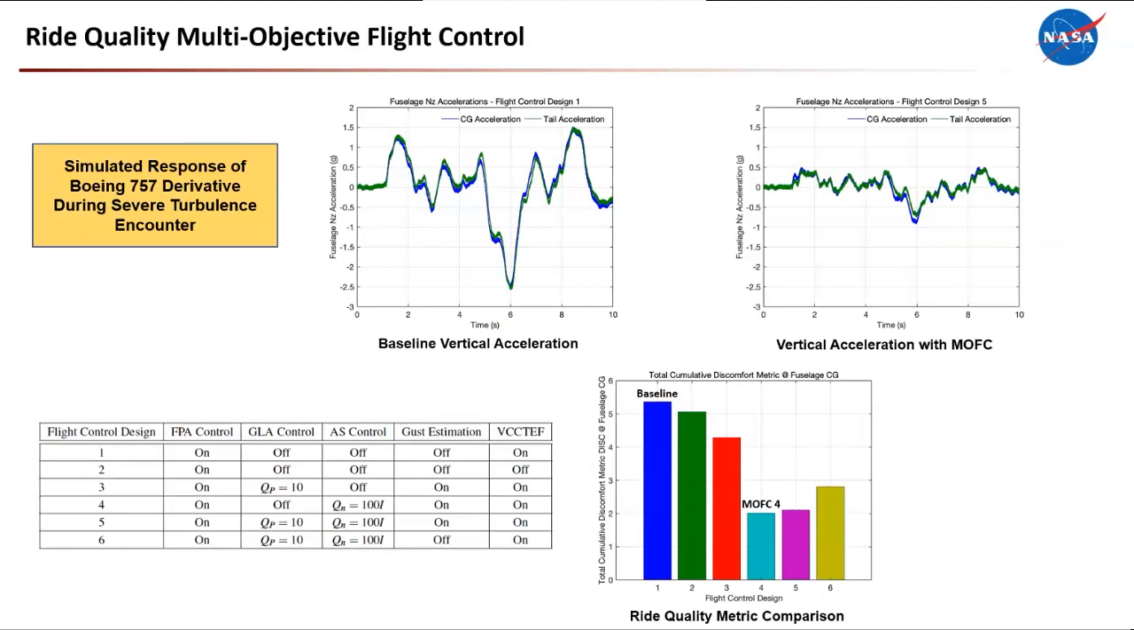And then we did some ride quality assessments. We have some ride quality metrics to estimate how passengers would feel, and we plot them on the bar chart there. You can see those six bars corresponding to six different controllers. Those controllers are identified in the table on the left. And the one that works really well is the number four controller. And that happened to be the one with the acceleration controller on.